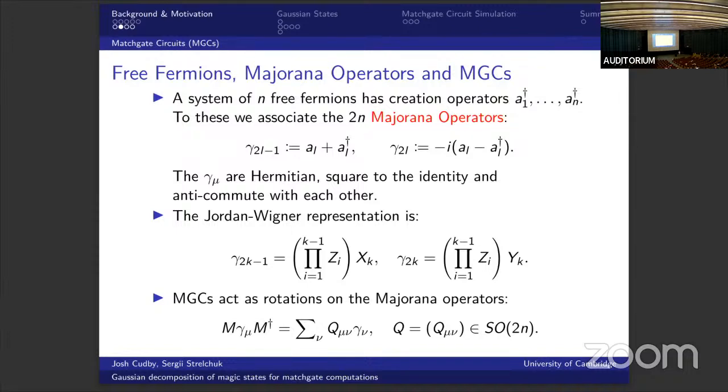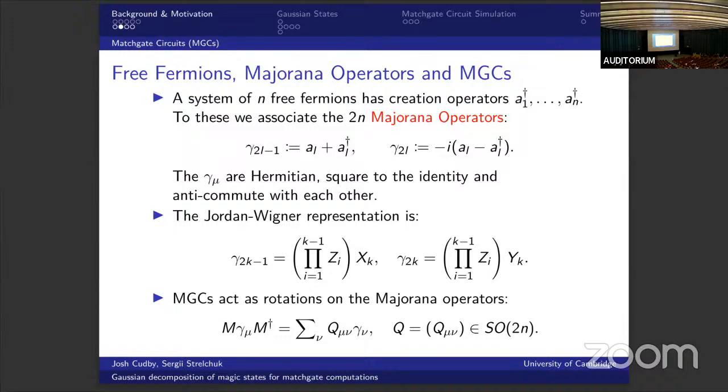But actually, mathematically, it's much easier to work with 2n operators called the Majorana operators, and they're defined up here. There's an odd one and an even one, which is slightly different. And the gamma mu are chosen to be Hermitian, square to the identity, and mutually anti-commute. And just to put some concreteness on this, one particular representation of them is the so-called Jordan-Wigner representation, in which they're just these very simple Pauli strings of a bunch of Zs, and then either an X for the odd case or a Y for the even case.